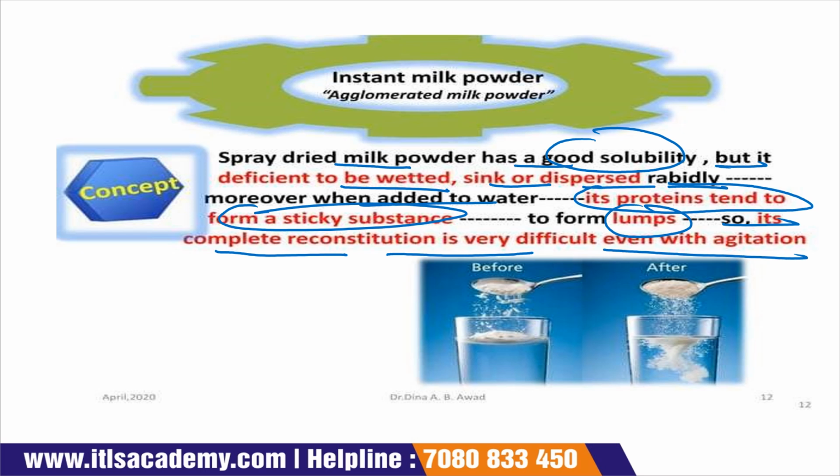Okay, so when we get a product by the spray dry method, it has good solubility, but it is deficient in wetting, and it will sink or disperse rapidly. Moreover, when we add water, its proteins get sticky and lumps are formed, and complete reconstitution is very difficult. Even when we do agitation, due to the formation of lumps, complete reconstitution is very difficult.